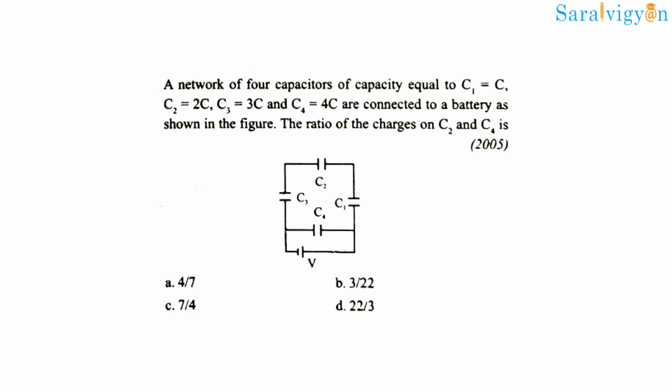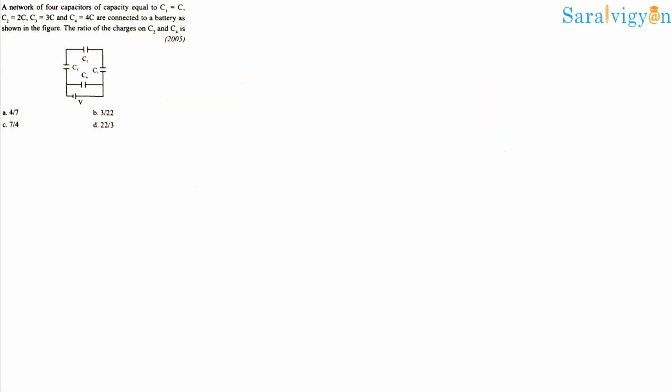A network of 4 capacitors of capacity equal to C1 equal to C, C2 equal to 2C, C3 equal to 3C, and C4 equal to 4C are connected to a battery as shown in the figure. The ratio of the charges on C2 and C4 is: A, 4 by 7; B, 3 by 22; C, 7 by 4; and D, 22 by 3.